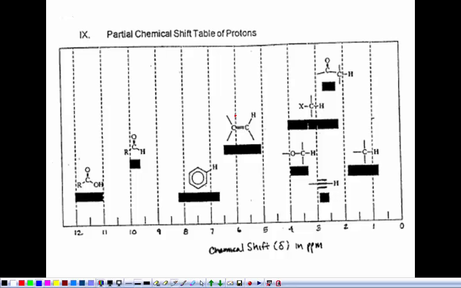And there are different correlation tables in your textbook. Computer programs will tell you what chemical shift you should find for hydrogens if you draw in the structure, and there are tons of tables that'll do that. So yeah, it's just to fit all the structures, and you've got to put them in different places.